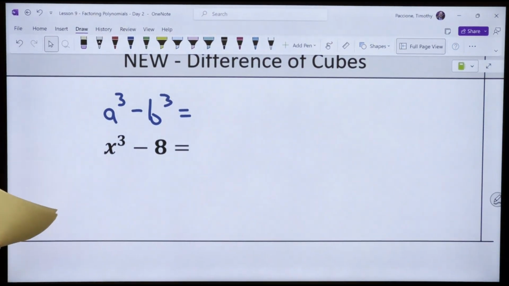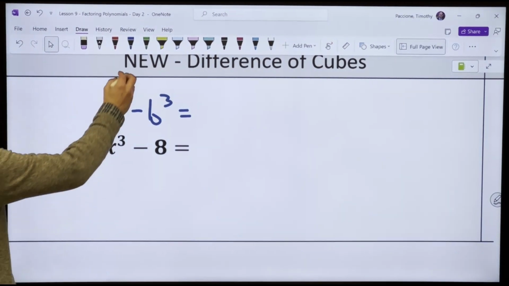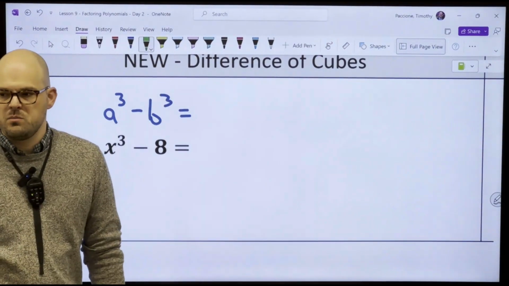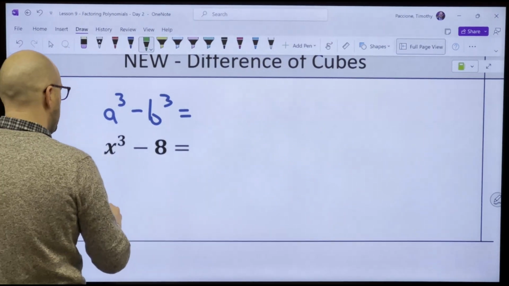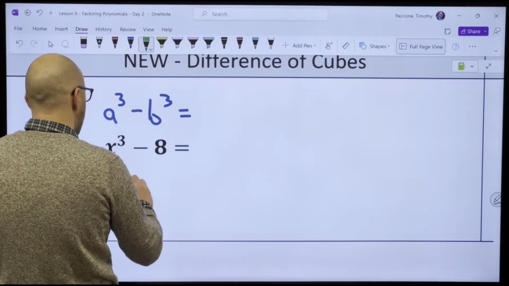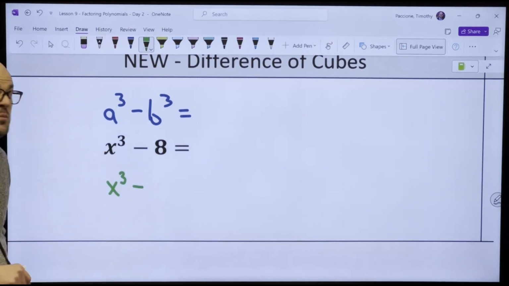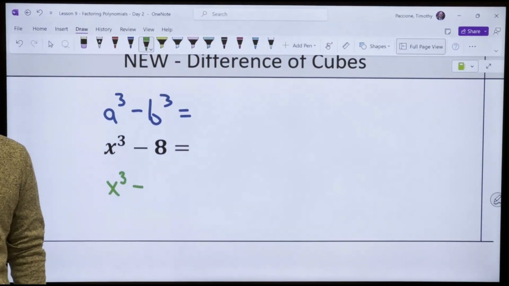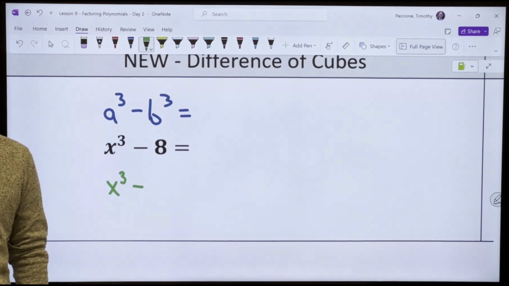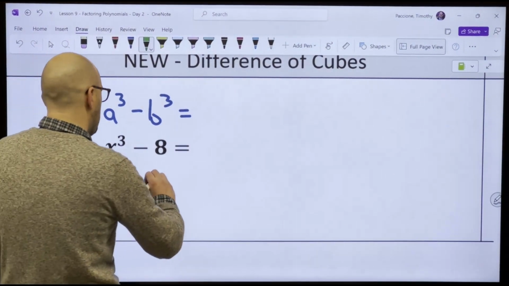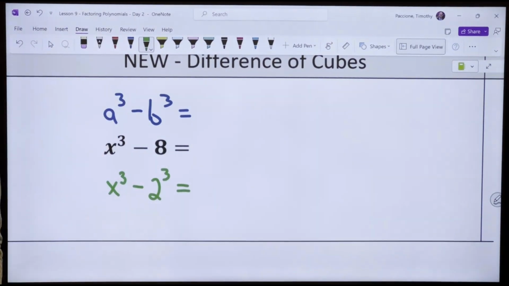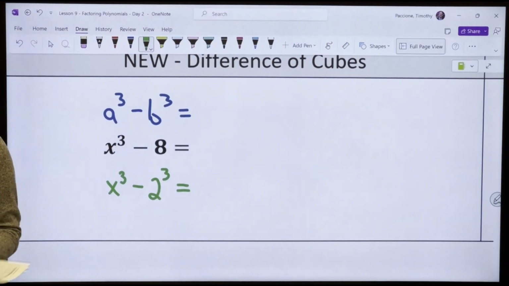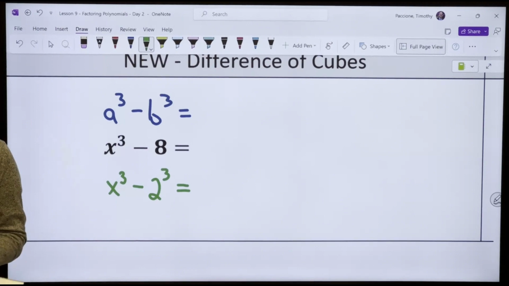I'll tell you a couple ways that people find helpful. Two things you can do. You could rewrite this as x to the third minus, and instead of 8, what is the perfect cube that's happening there? It's 2 to the third. So you could just write 2 to the third. I haven't changed anything. 2 to the third is 8, so I just changed the form. I haven't changed any value.